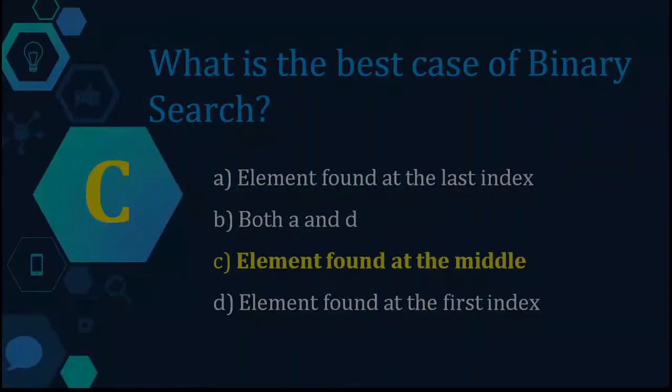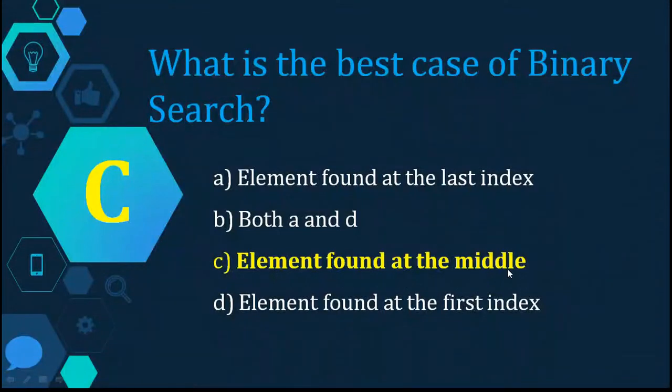So let's see the answer. The answer is element found at the middle, that is the mid index. In this case, if I talk about option A, element found at the last index, this is the worst time complexity of linear search. Element found at first index, this is the best case of linear search.